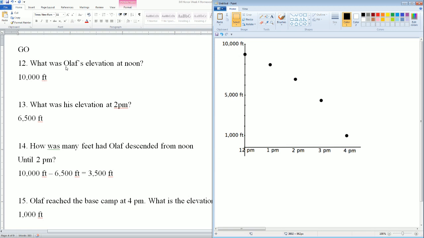They ask, what was Olaf's elevation at noon? Noon here is at 12 p.m., so I want to circle this as 12 p.m. to indicate that we're looking for that. Look up at the straight line. Boom. That is roughly 10,000 feet. That's why I put 10,000 feet.